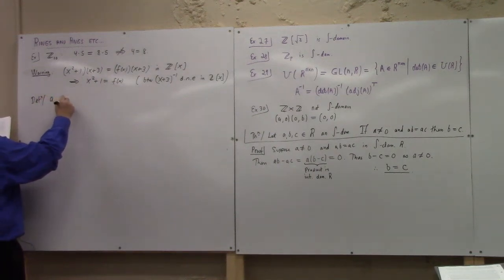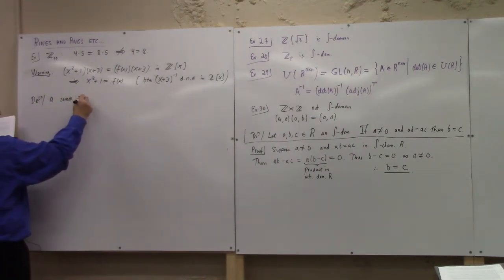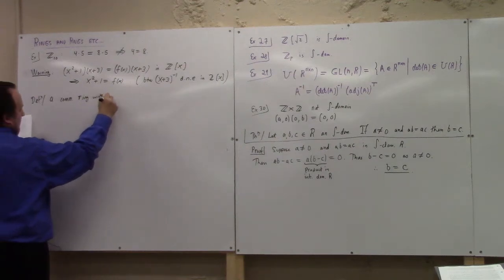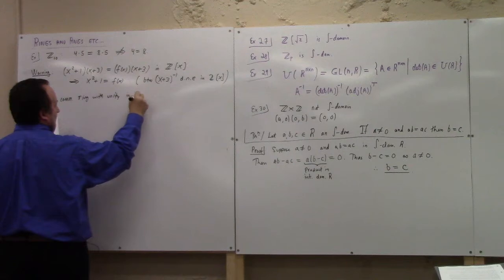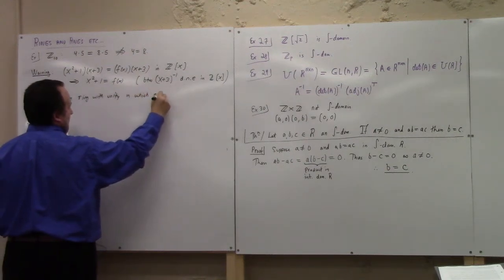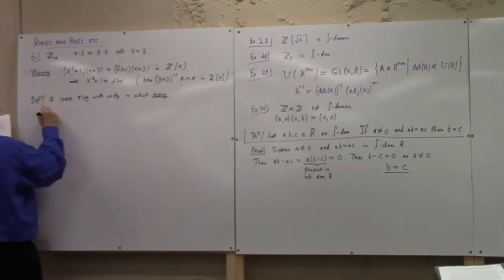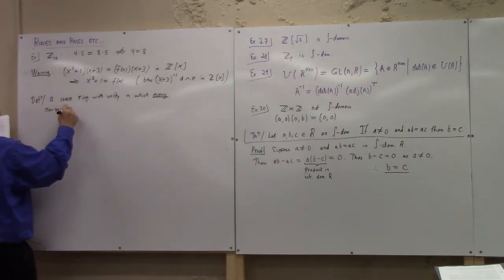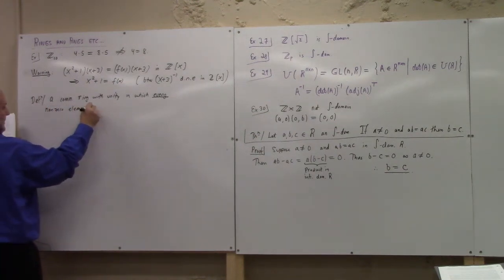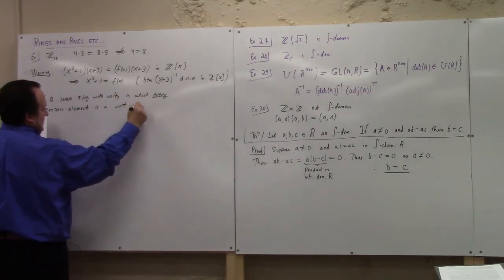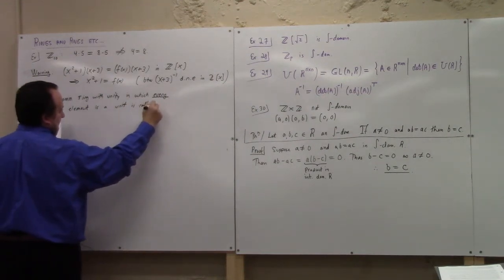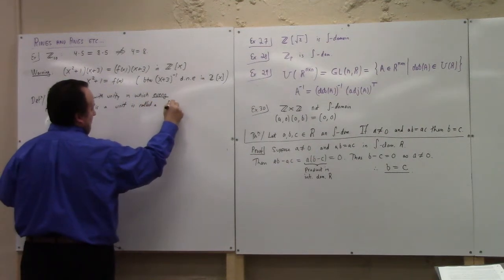Now, that leads us to the following definition. A commutative ring with unity, right, in which every non-zero element is a unit is called a what? A field. Very good.